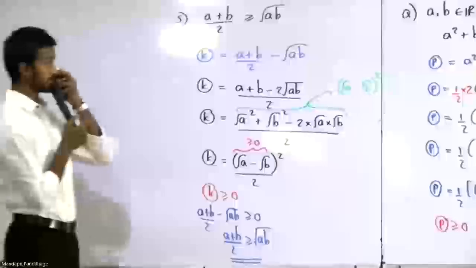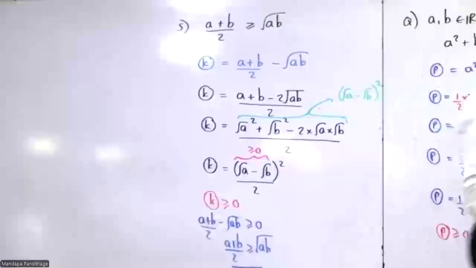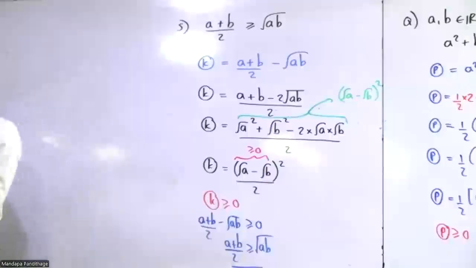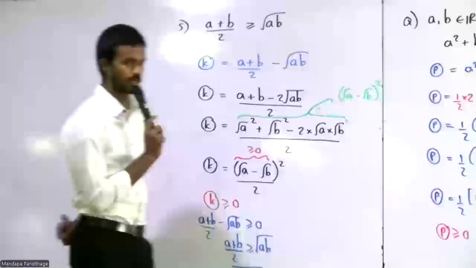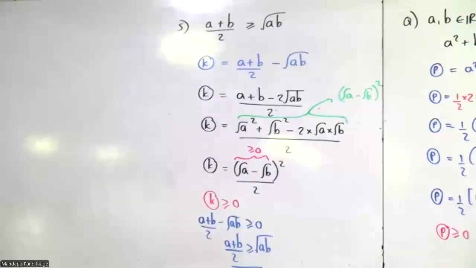Okay, so using the same thing, now think of question number 6 that you can do alone. The first part of question number 6, you can do it alone. It's quite easy. After this, start question number 6. First do the first part of question number 6, then I'll explain the deducing part.